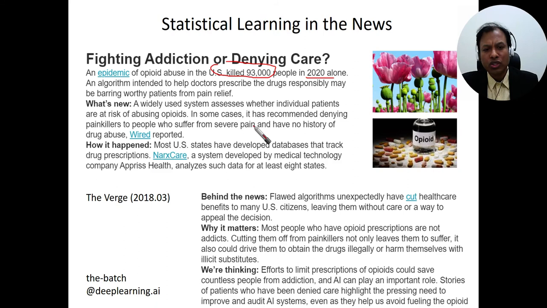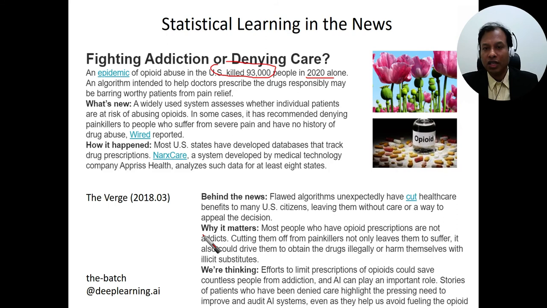So that's the thing. Definitely, there are people who are in need, but they don't get it because of their problem, because of these flaws. So what we need to do is design the AI systems or machine learning systems, statistical systems, or analysis more precisely, so that innocent people don't become deprived of the care, right?